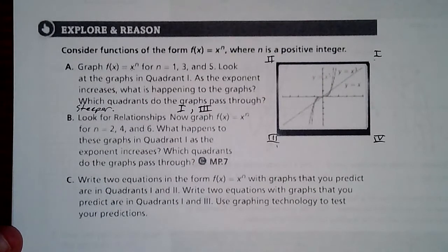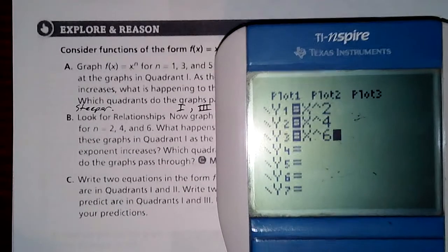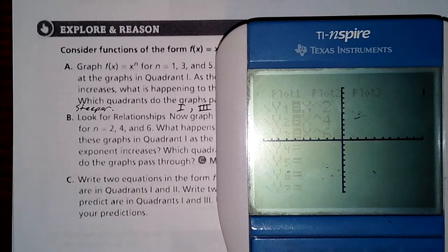All right, so now it says, what happens when you do it with the second, fourth, and sixth powers? I'm going to use my calculator for this, but obviously you could use Desmos or whatever. I'm going to type in x to the second, the fourth, and the sixth all into here, and we'll take a look at what we're dealing with. Okay, so there's my three functions. I'm going to graph them.